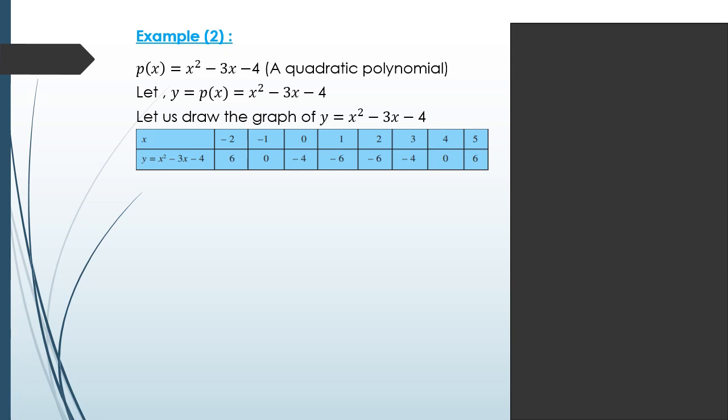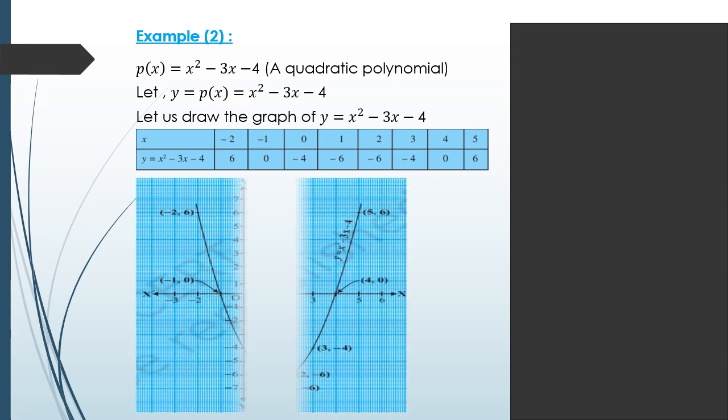After plotting all these points on the graph, you will understand that it is not possible for us to draw a straight line which will pass through all these points simultaneously. So this is another proof that the graph of a quadratic polynomial is not a straight line. Then what does it represent? Let us see how we get the graph of a quadratic polynomial.